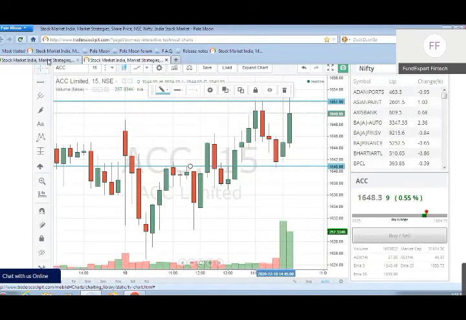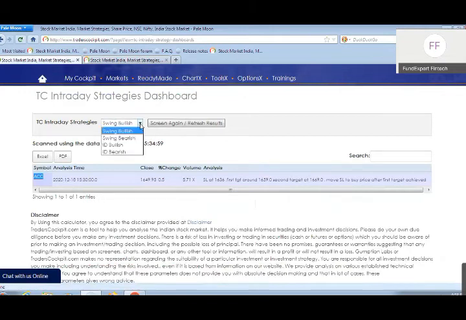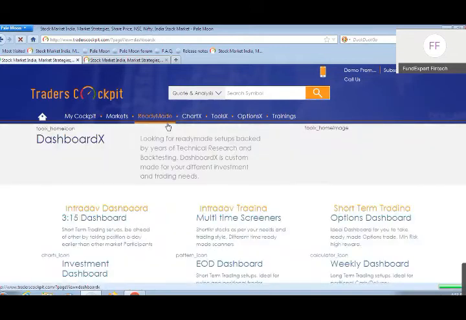Similarly, this is for swing bullish. Similarly, if I see for swing bearish here, that's the opposite of that.